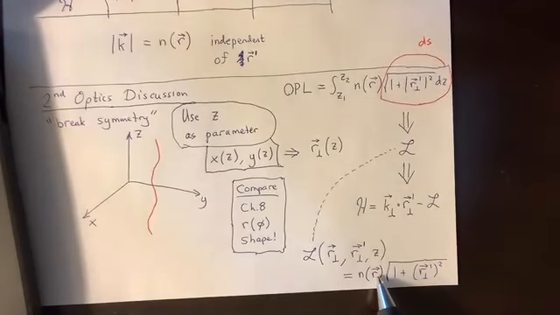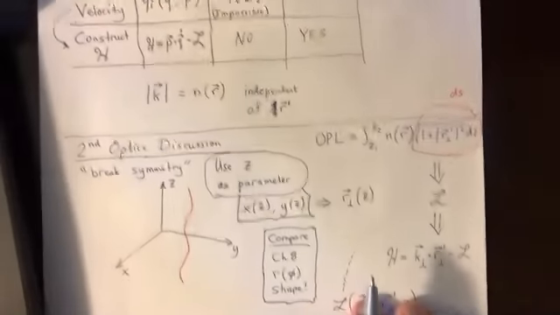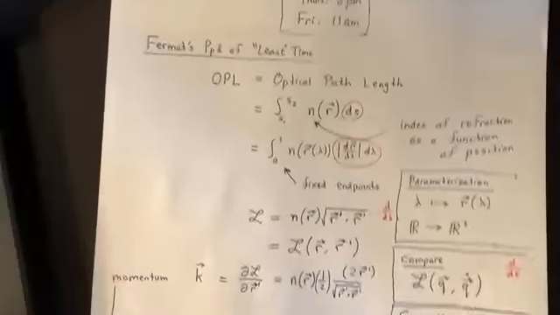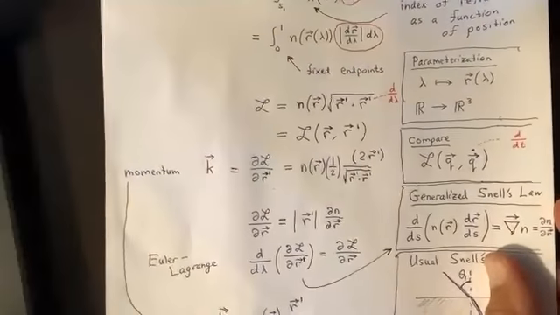Notice it is a function of x comma y comma z. X comma y is here, z is here. Now there's a question in the chat window about the other page, that was this page here.